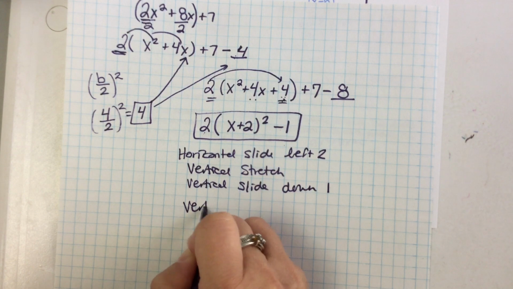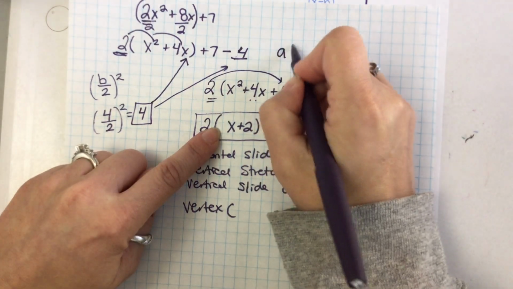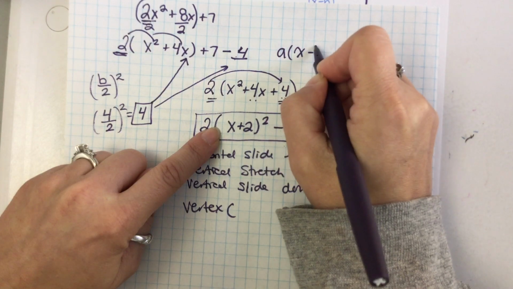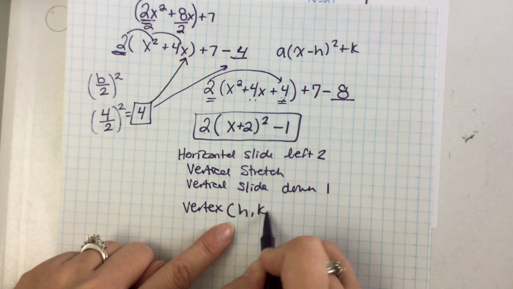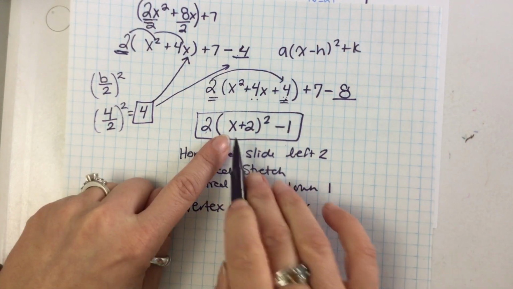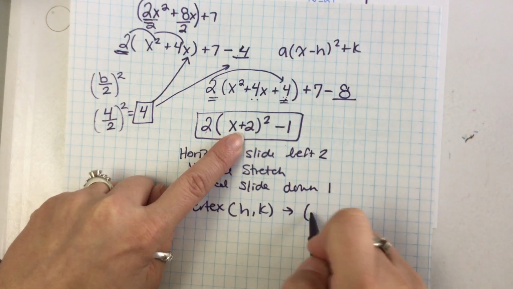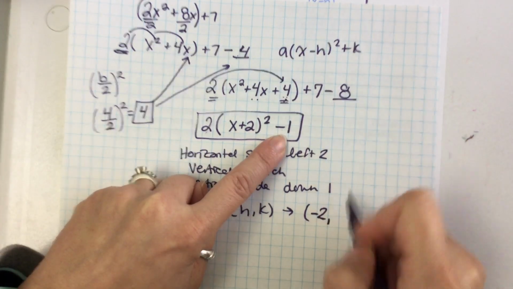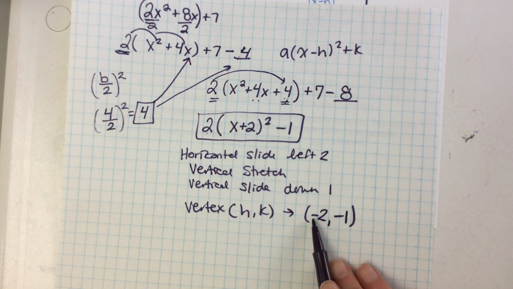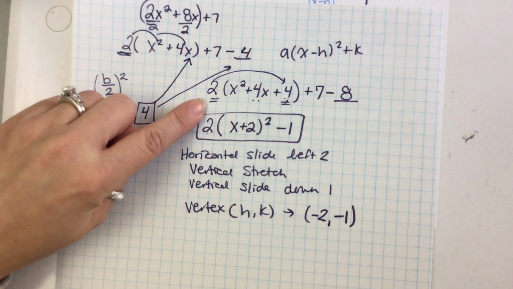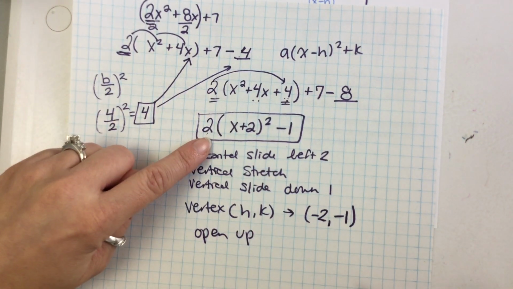Okay, your vertex, where's that point going to be? Remember, this is a times x minus h squared plus k. Your vertex is at h, k. So what are you subtracting from x? Well, we're subtracting a negative 2. K is whatever value is at the end. So the center point is going to be at negative 2, negative 1. This graph is going to open upwards because 2 is positive.